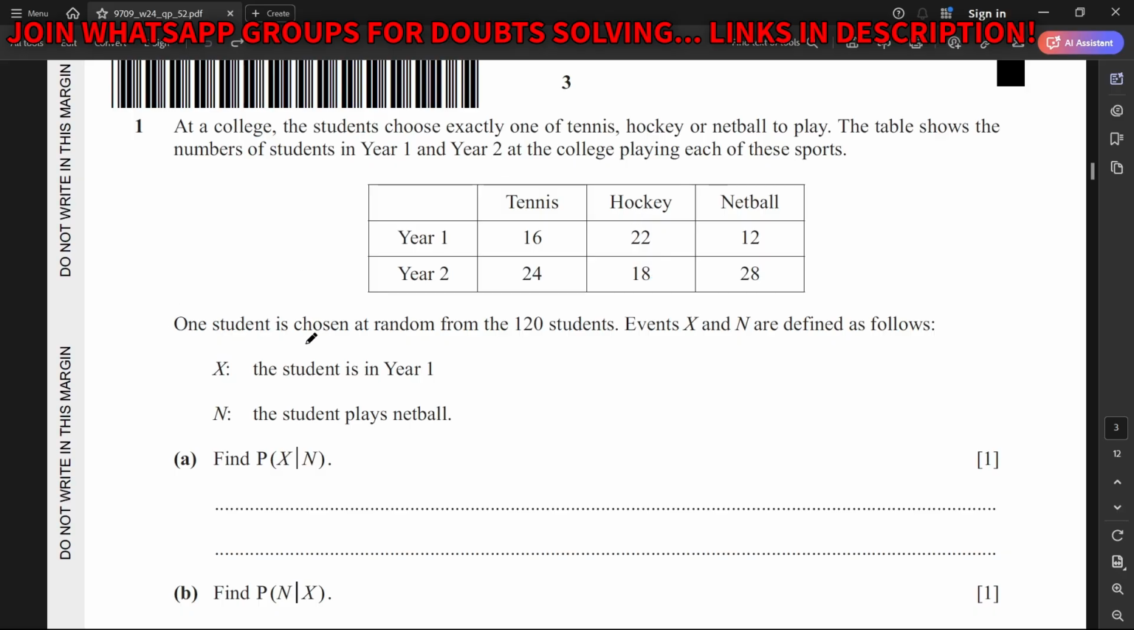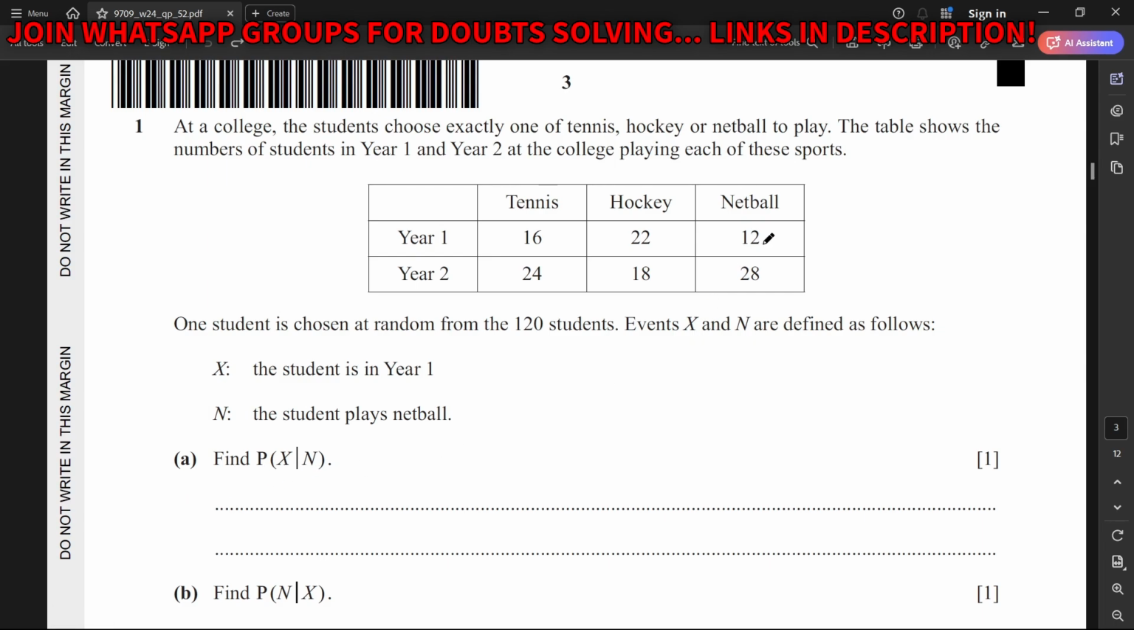Now, one student is chosen at random from the total of the 120 students. So if you count this, the total will come out to be 120. So we are choosing one student at random from this total of 120 students. Now event X is that the student is in year 1 and event N is that the student plays netball. In the first part, we are asked to find the probability that the student is in year 1 given that the student plays netball. So this is a basic question from conditional probability.